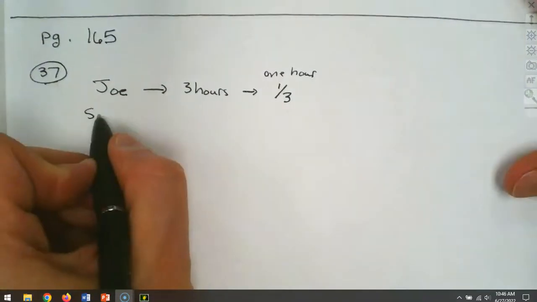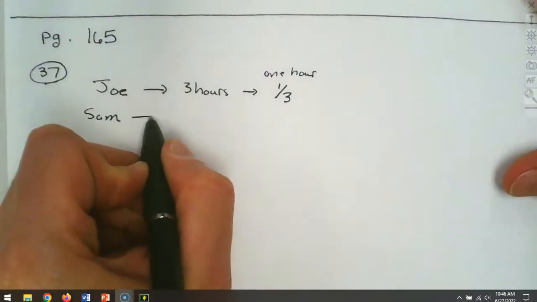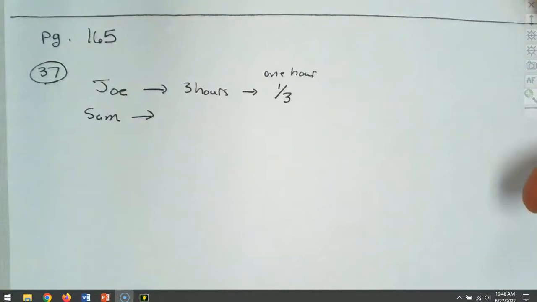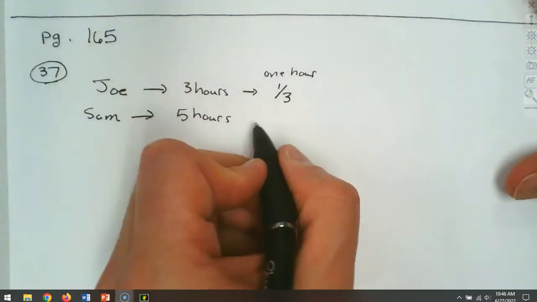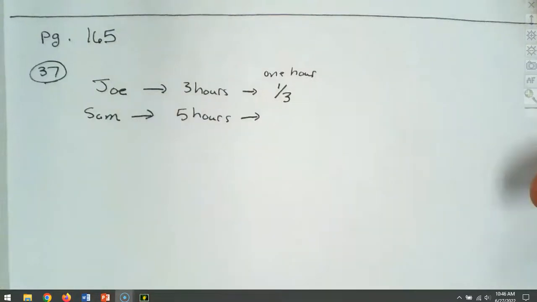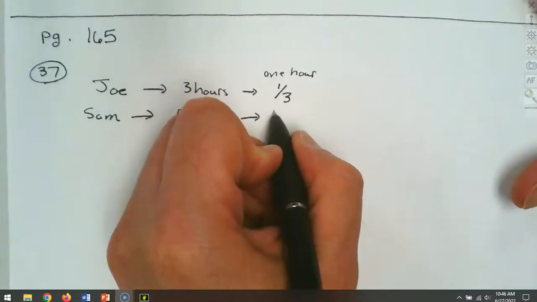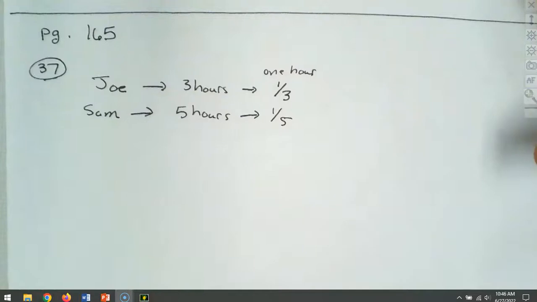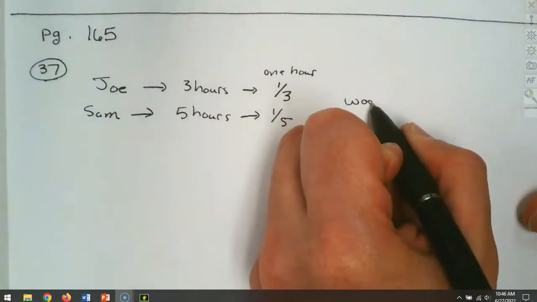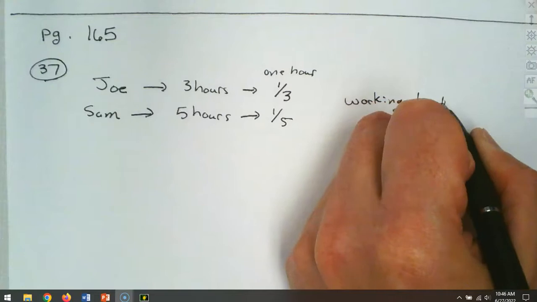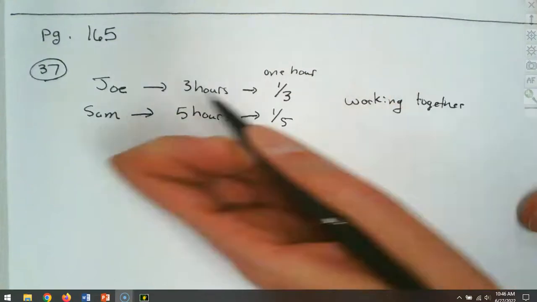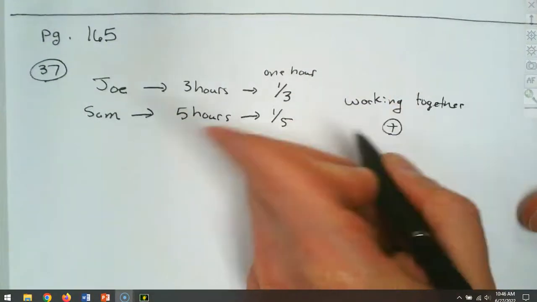What about Sam? Sam's a little bit slower. Sam paints this house in 5 hours. And so that means how much does Sam do in an hour? He does 1/5 of the house. And obviously these are working together. And so if they work together, that means they add.